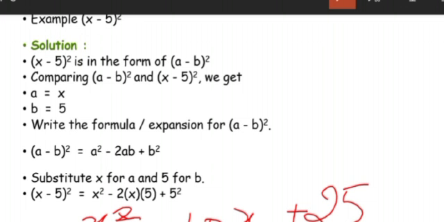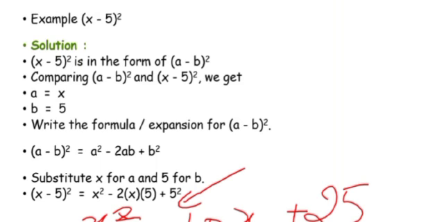So you can clearly see that in the first and second identity, the only difference is in the middle term. For the first identity, the middle term is positive, and for the second identity, the middle term would be negative.